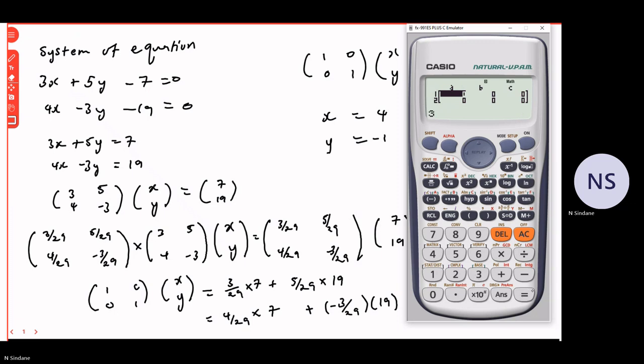There. I have 3, I have 5, then my solution is positive 7 because I'm going to transpose it to the other side. It's going to be positive 7. So I'm going to say 7, then 4 minus 3, then this to the other side is going to be positive 19. My first value, which is x, is equal to 4. My second value, which is y, is equal to minus 1.